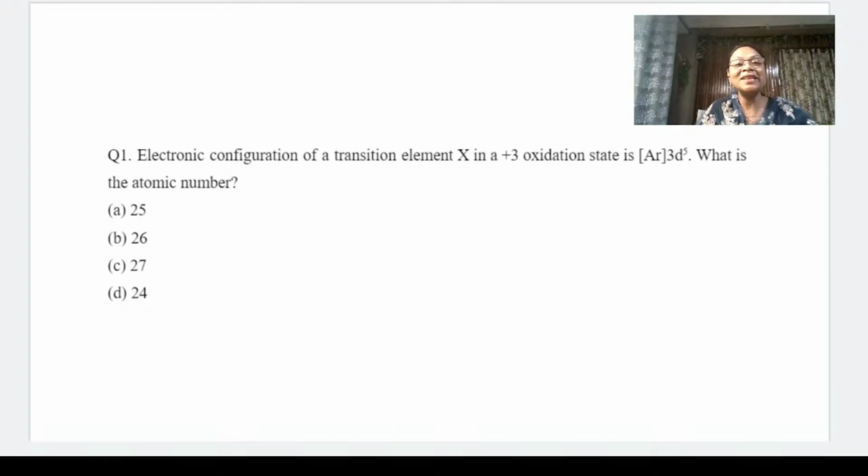I would be discussing D and F block elements. So let's start without further delay. Okay, guys, come on. Let us start with the first MCQ.